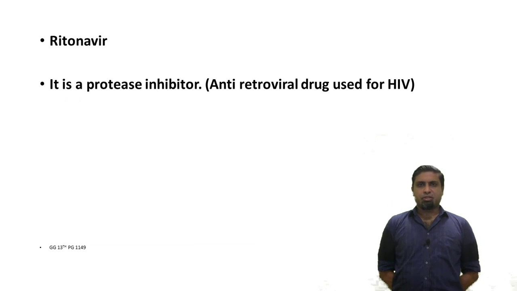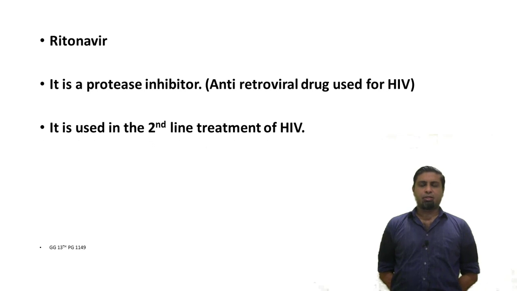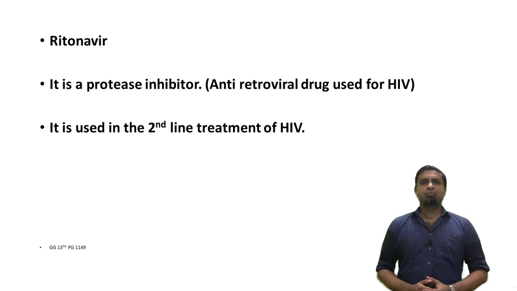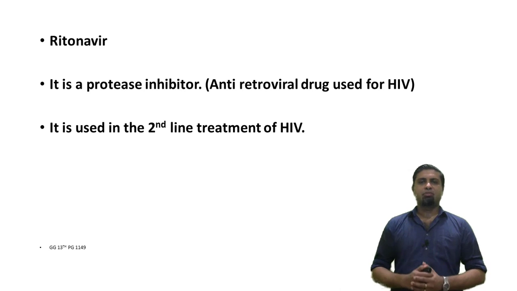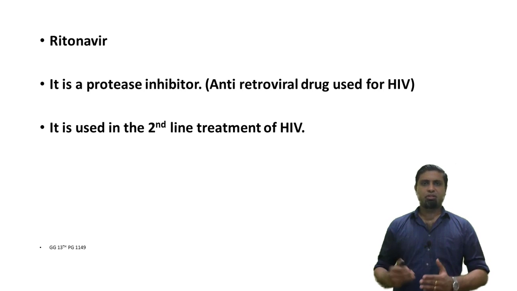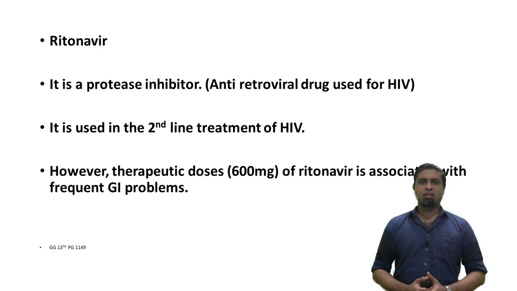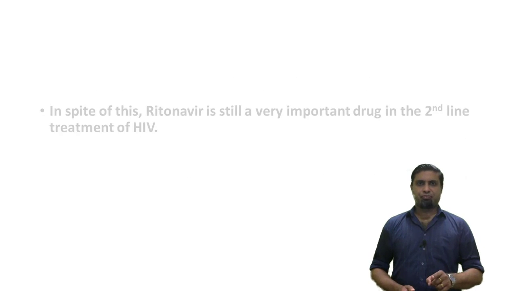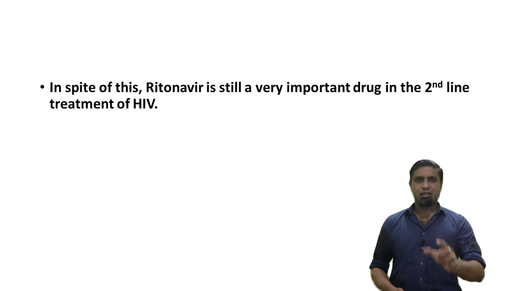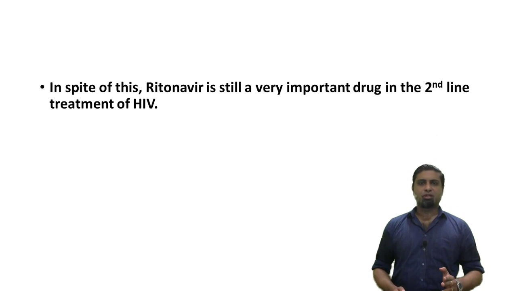Ritonavir is a protease inhibitor. It is an antiretroviral drug used for HIV. It's a second-line drug, and ritonavir has got powerful antiviral activity at a dose of 600 milligrams. The unfortunate thing about this is that at 600 milligrams, ritonavir produces a lot of diarrhea and gastrointestinal upset. In spite of this, ritonavir is still a very important second-line drug in the treatment of HIV.